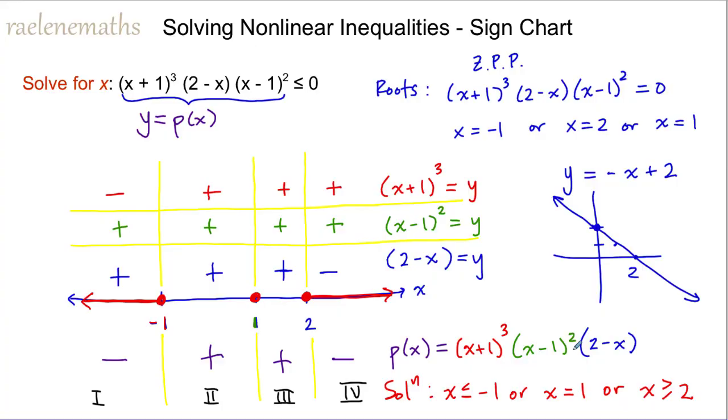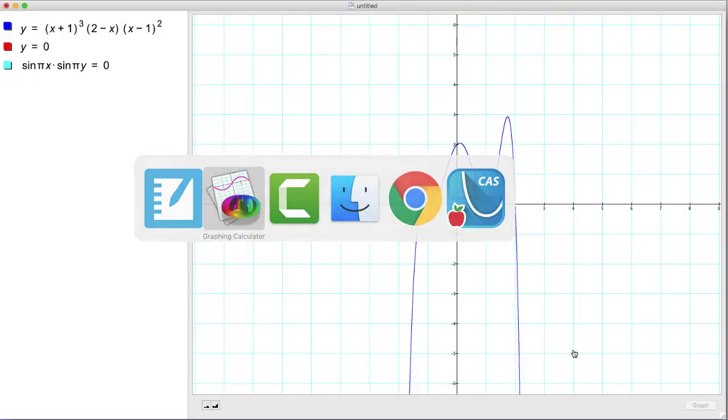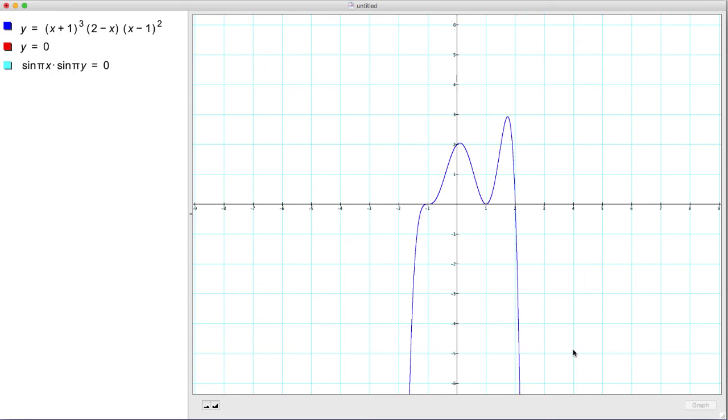Again, the reason I like the sign chart is because it's a tool that can help us to go one step beyond solving the inequality to actually coming up with such a graph. And we'll see how to do that in the next video.